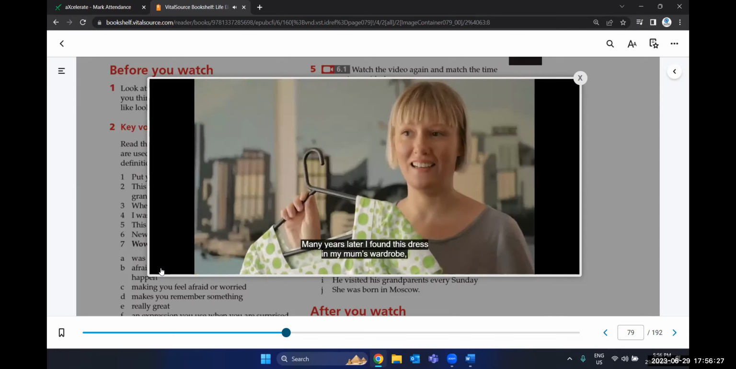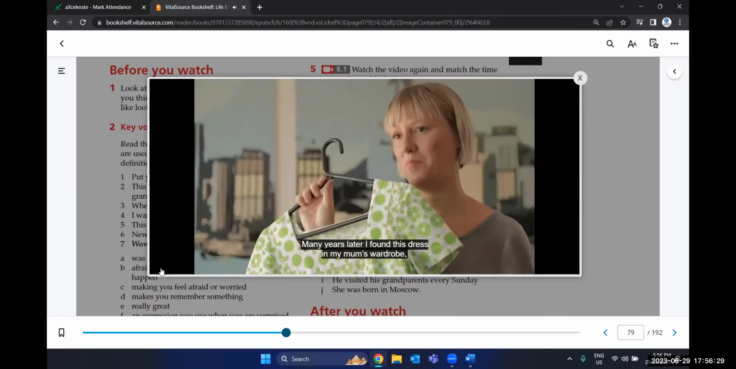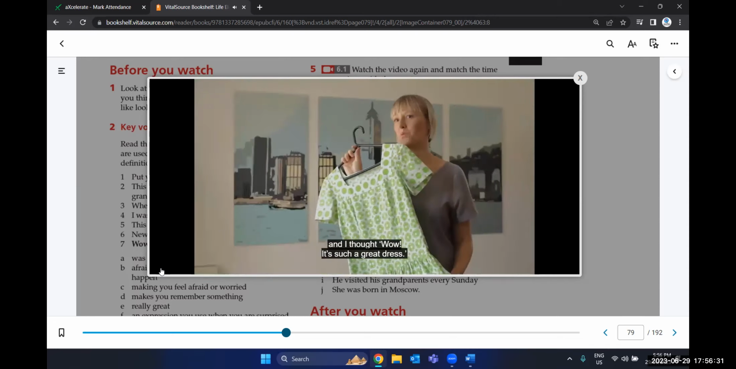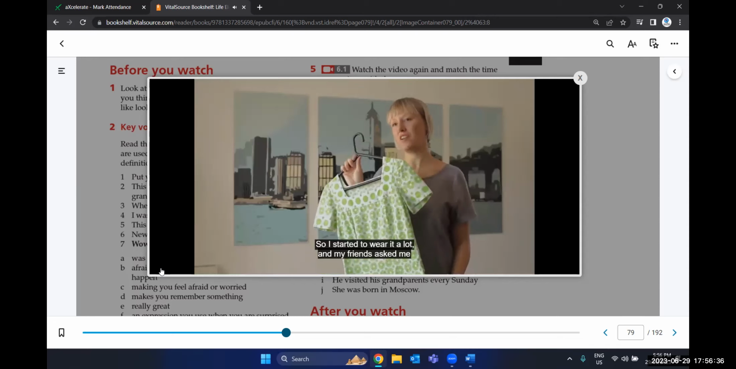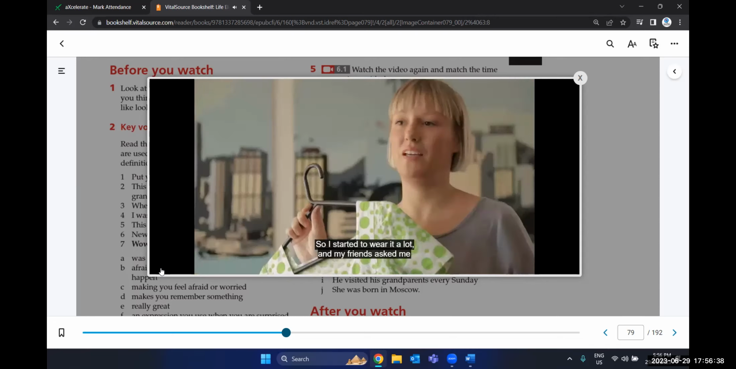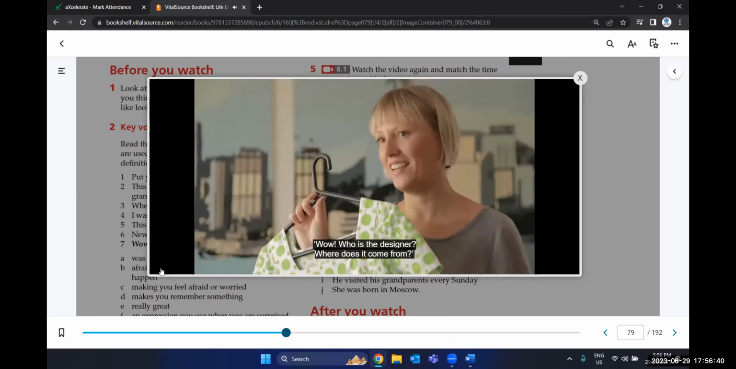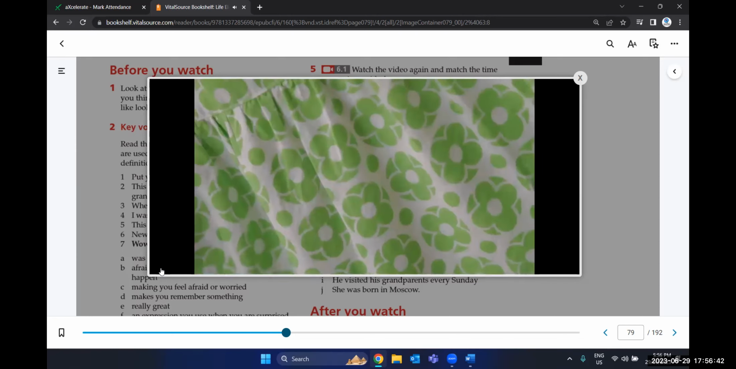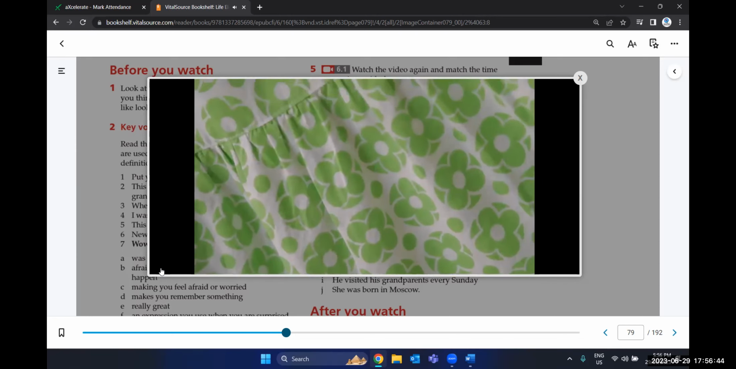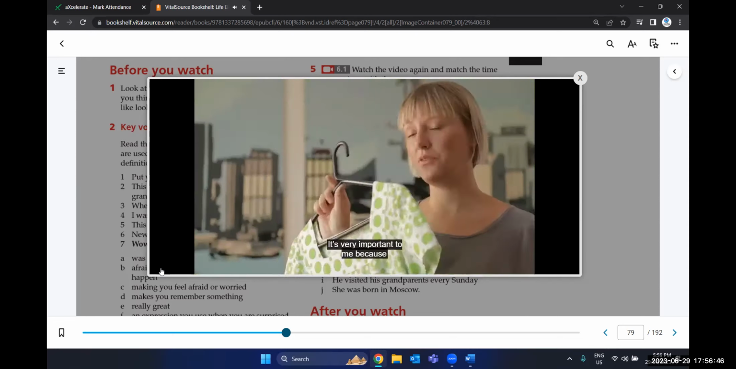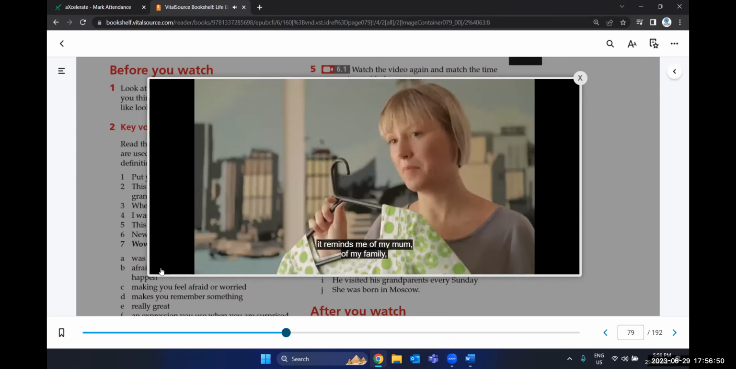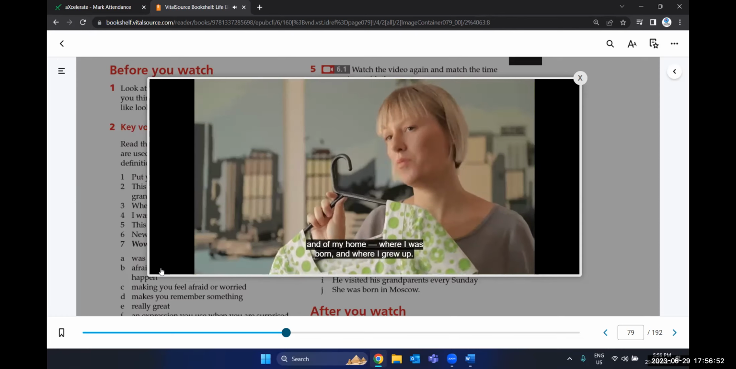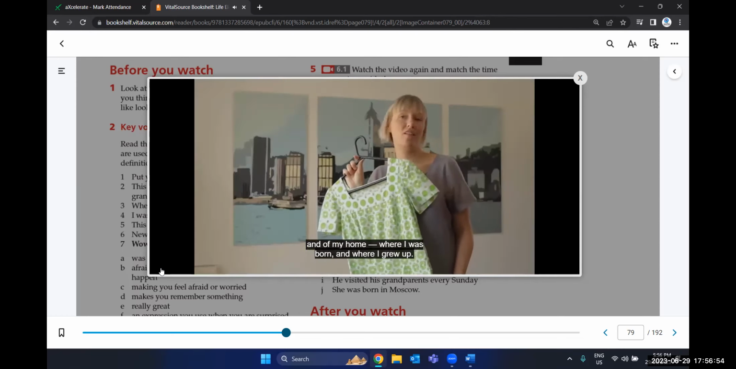Many years later, I found this dress in my mom's wardrobe, and I thought, wow, it's such a great dress. So I started to wear it a lot. My friend asked me, wow, who's the designer? Where does it come from? It's very important to me because it reminds me of my mom, of my family, of my home, where I was born, where I grew up.